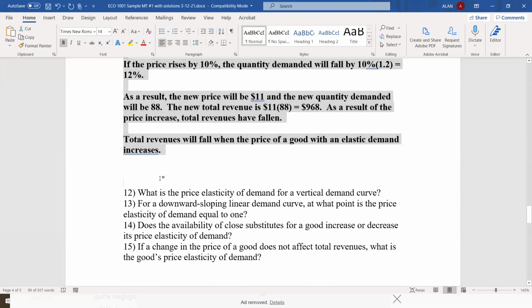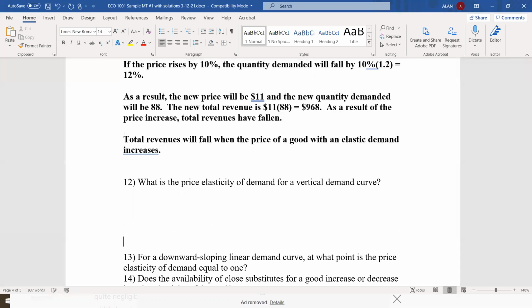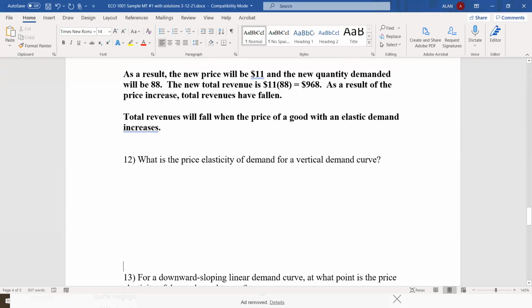All right, now, what is the price elasticity of demand for a vertical demand curve? So this is one of those weird cases that we saw. There were three weird cases. Well, I shouldn't say weird, but extreme cases. Vertical, of course, means this direction. Here, the price elasticity is 0.